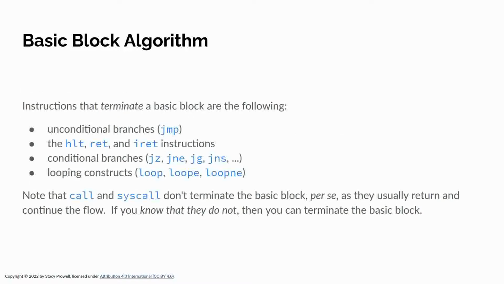What terminates a basic block? An unconditional branch, like a jump. Halt, return from interrupt, conditional branches, looping constructs. Those all terminate it. Call doesn't terminate a basic block if it's going to return, right? So I'm going to call something, it's going to come back. Linear, from the point of view of my code, that's linear. I do a call, and then the next instruction happens. Right? The linear control flow continues. Same for syscall. If I'm doing a syscall to exit, well, clearly that's not going to return, and that's okay. I'm going to catch that because I'm going to follow that with a halt.